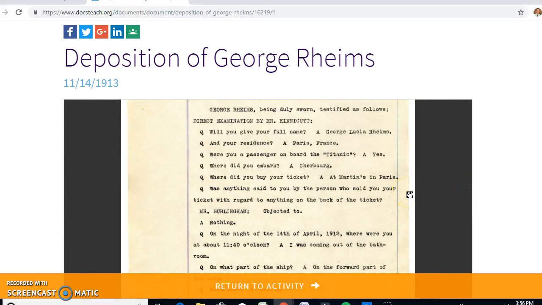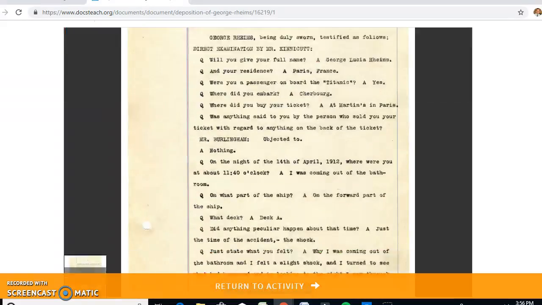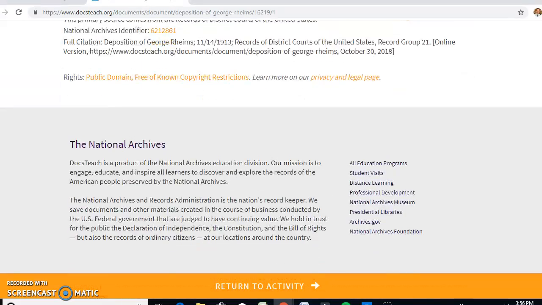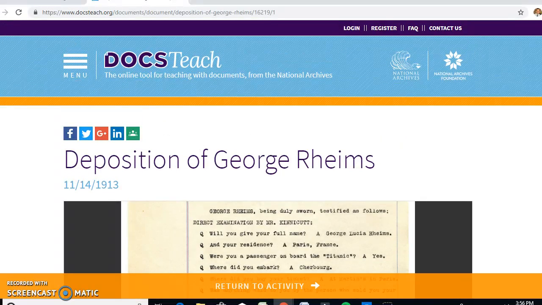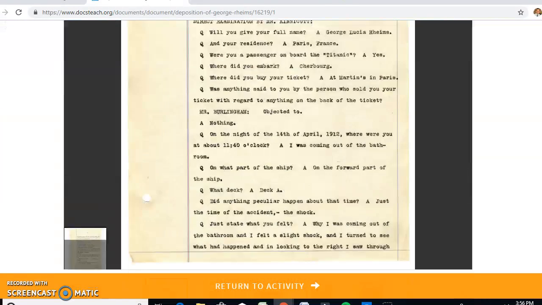Where were you on the night that the disaster happened? I was in a bathroom. And anyway, you can read all the documents and then come to your own conclusion about what happened. I thought you'd be able to put the documents actually on the scale, but I haven't quite gotten that to work.